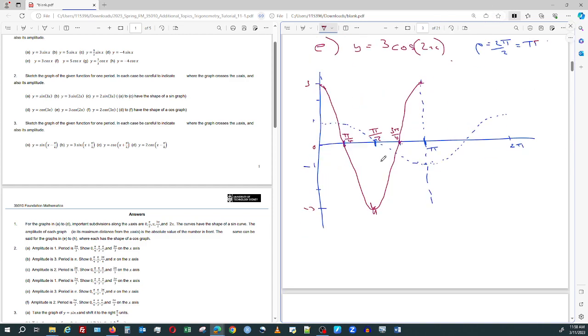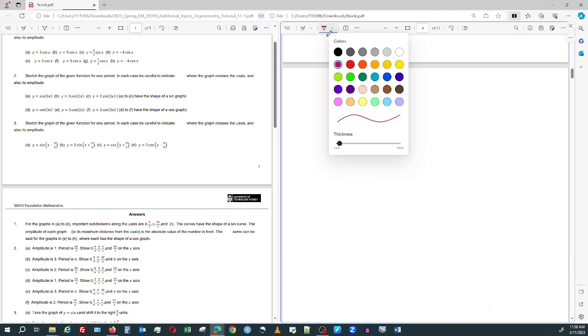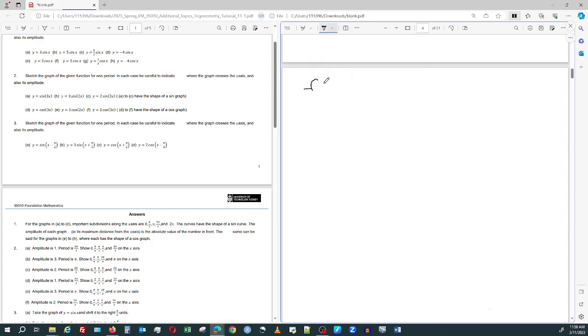Okay, let's do one more, F, and then I'll do a new video. We're going to do F with a new colour. F is y equals 2 cos 3x. That's our point there, our period. It's going to be 2 pi on 3. I wondered where it had gone.